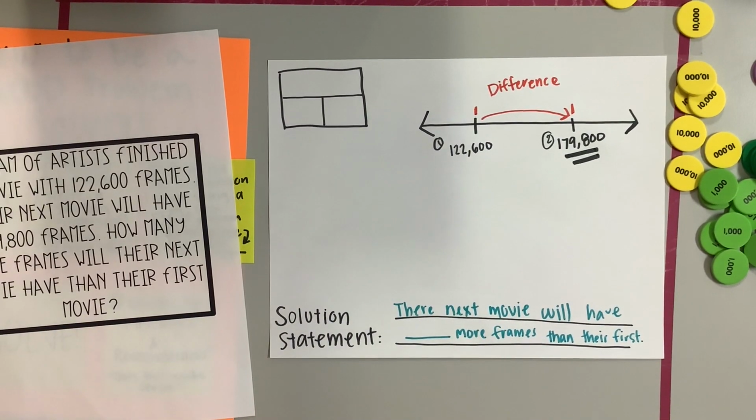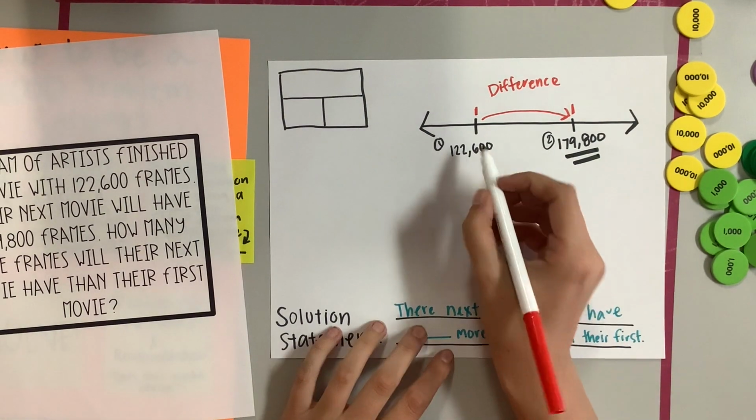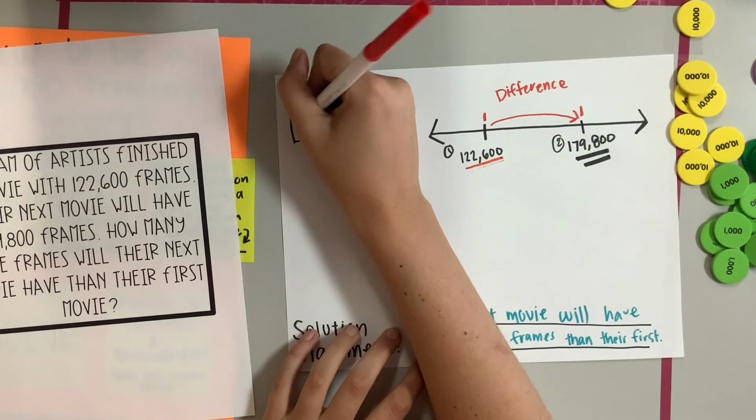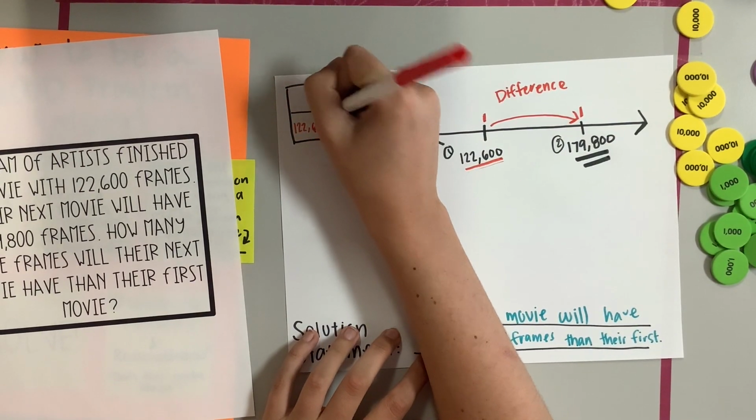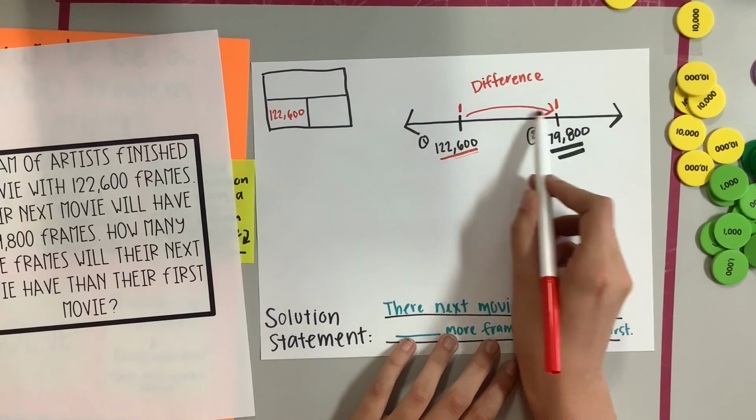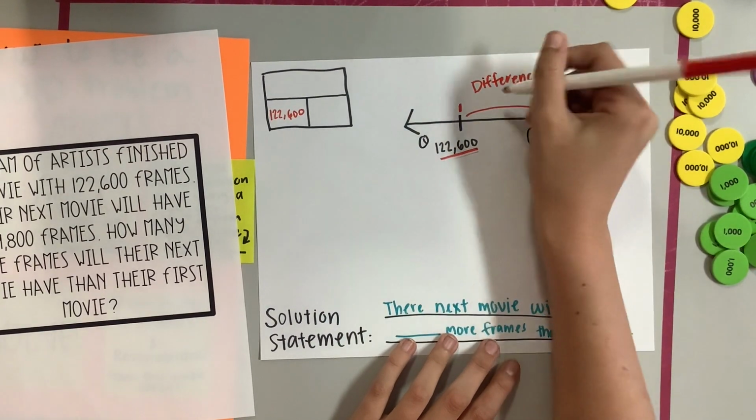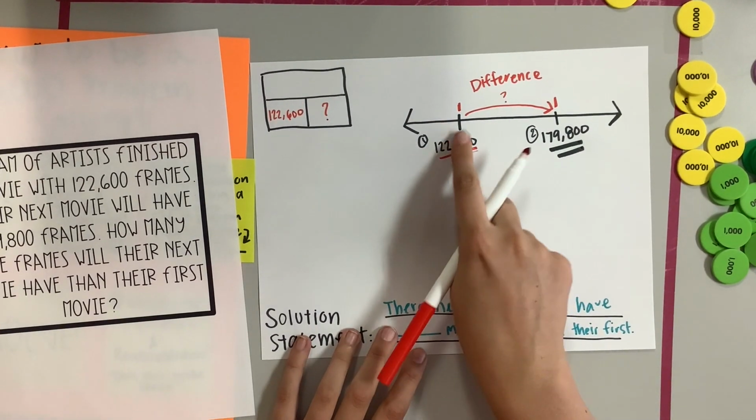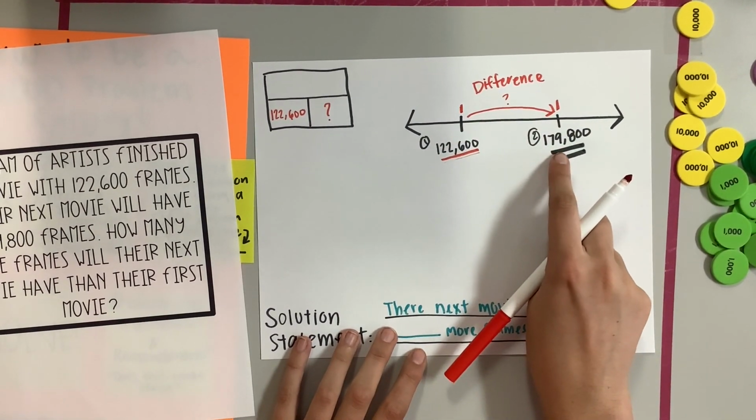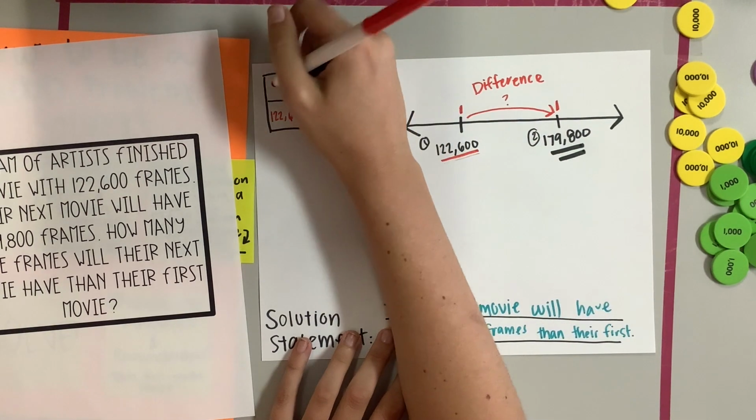Now I'm thinking about what I know about adding. And I'm thinking if I were to add this number, so I'm going to put that right there. If I were to add it with this jump, this space right here that we don't know, if I added this plus this, that's going to get me to this total.